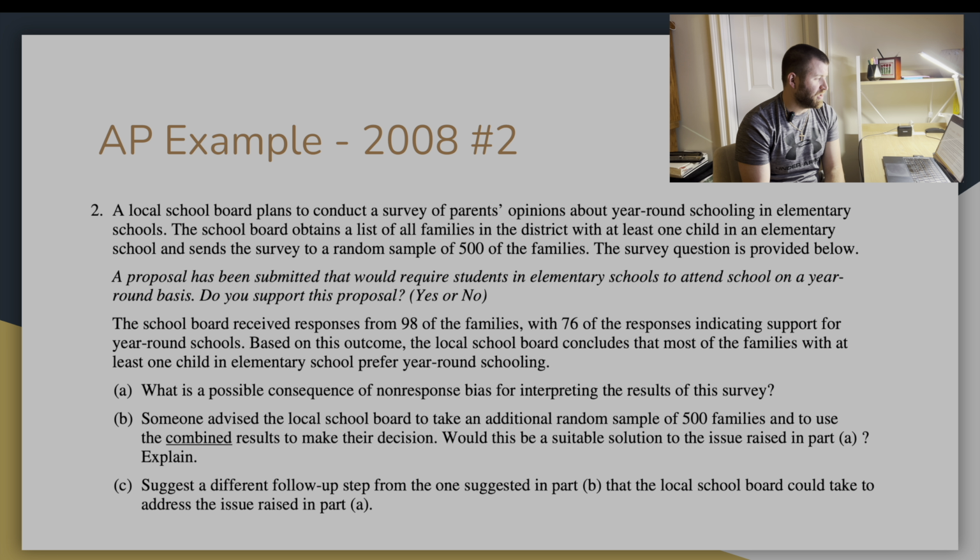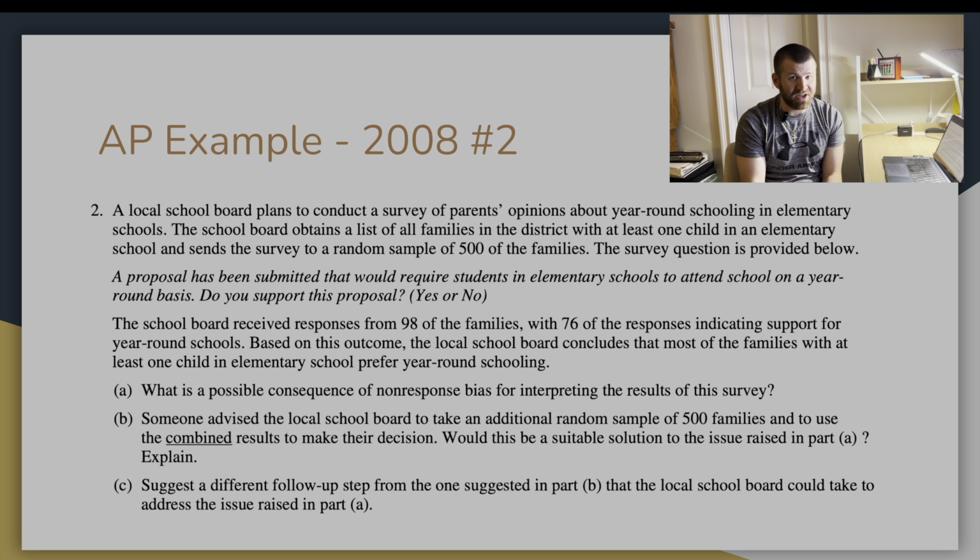Okay, great. Now, one thing here, a possible consequence is an actual action that will happen. So in this case, if they interpret this, they're telling you this is non-response bias. Obviously, 402 people did not respond. They're going to implement year-round school when in reality, the majority of people may not support it. So that's important, number one. Part B wants you to combine. We're going to take an additional sample and combine the results.